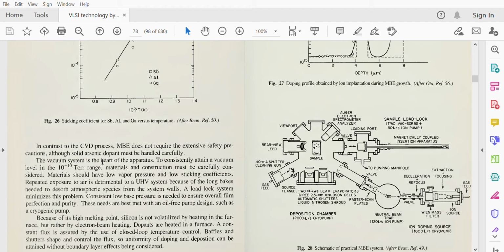The vacuum system is the heart of the apparatus. You can see the apparatus here. This is the viewport that we were talking about in the previous lecture. This is the rear view lead. This is the sputter cleaning gun. This is the sample, where the material is put inside this particular chamber, and this is the valve. This is the loading port, the sample load lock. This is the pumping manifold. This is the valve, and from here the mass filter, ion source and focusing are given. This is the neutral beam trap.